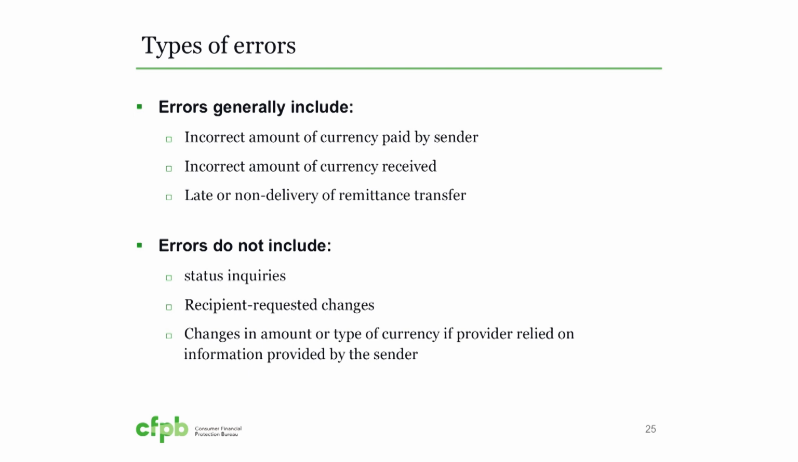As discussed in the preamble to the February 2012 rule, the Bureau understands delays to be infrequent, aka this does not include ordinary delays. Errors also do not include status inquiries, recipient requested changes, or changes in the amount or type of currency if the provider relied on information provided by the sender.